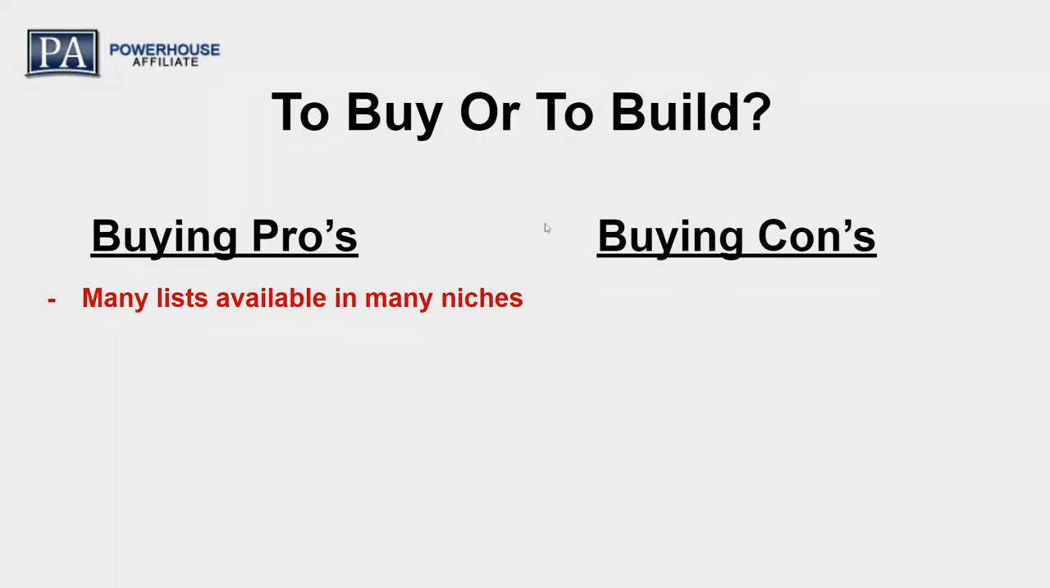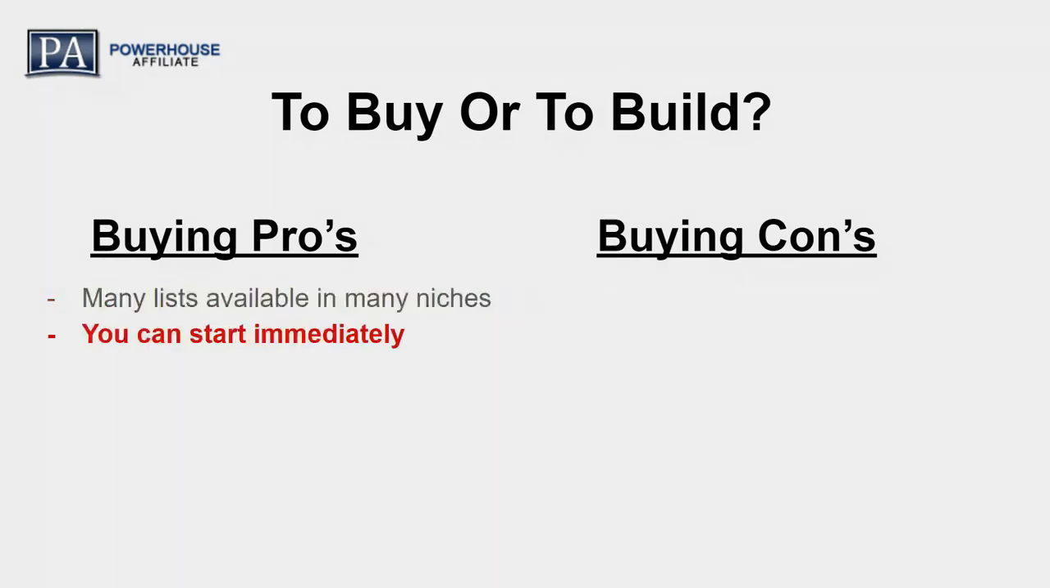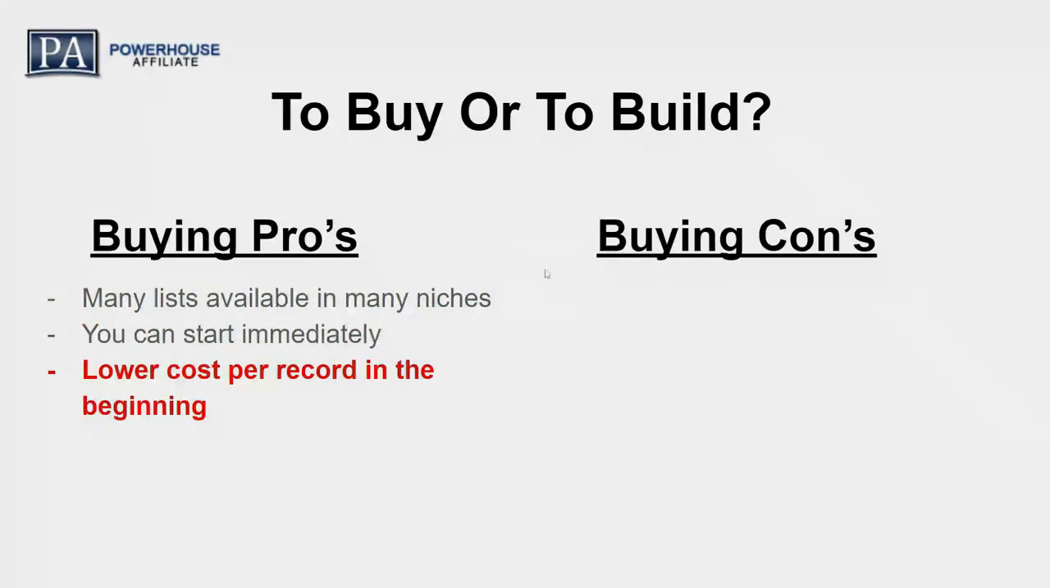So another thing is you can start immediately. As soon as you buy these lists, you can get plugged in and go. It's not like you have to wait time to build your list. You can immediately start mailing if you're buying. It's going to cost you lower cost per record in the beginning. What I mean is per email address, whatever the actual price may be broken down, you're going to pay a lot less starting out. But as you get into building in the long term, it gets cheaper than buying. So out of the gate, you're going to pay less per record.